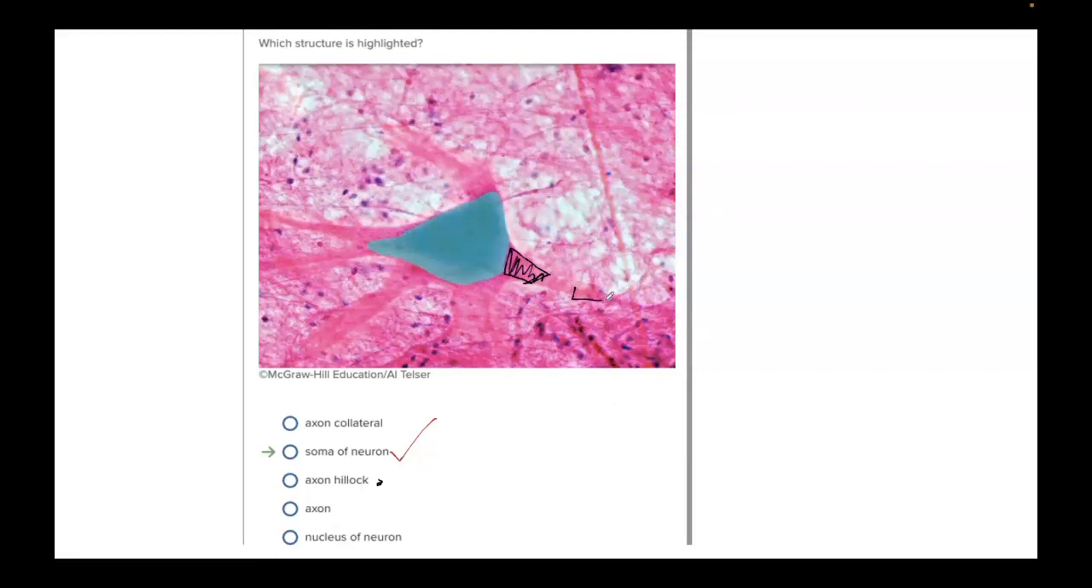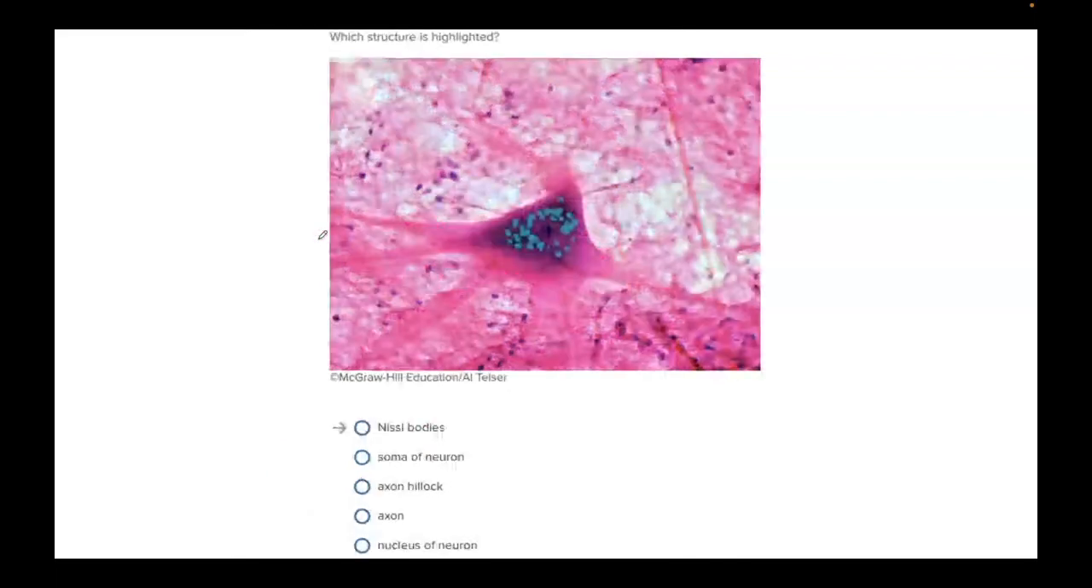This here is going to be the axon, the rest of it, that's the axon. These right here, these are the dendrites. Okay, so now we're looking within the cell body. Within the cell body, these things right here, those are called Nissl bodies. Those are going to be responsible for protein synthesis. The nucleus of the neuron, well, you can see that right there.